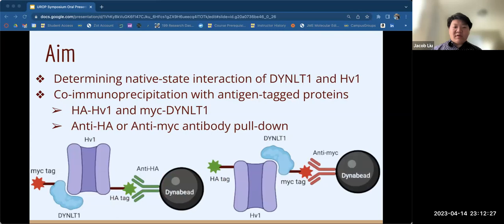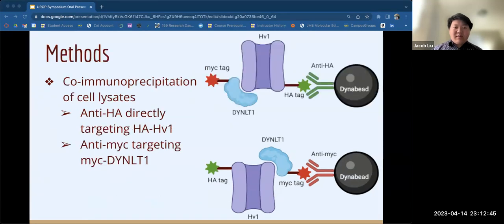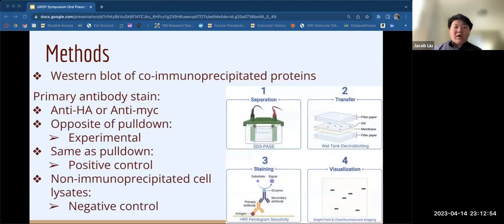This is determined using co-immunoprecipitation of hemagglutinin HA-tagged HV1 and MYC-tagged DynLC1, directly pulled down by anti-HA or anti-MYC antibody respectively. If HV1 and DynLC1 interact in their native states, then pull down with either antibody should bring along the other protein together as a pair. Experimental co-immunoprecipitation was performed in 2 iterations of anti-HA targeting HA-HV1 or anti-MYC targeting MYC-DynLC1.